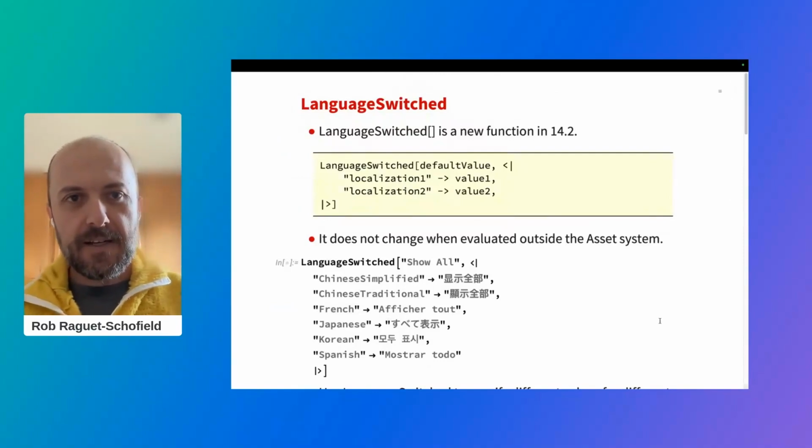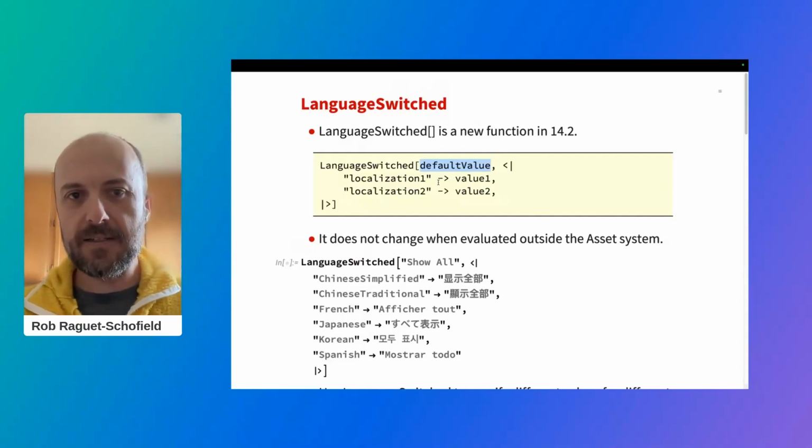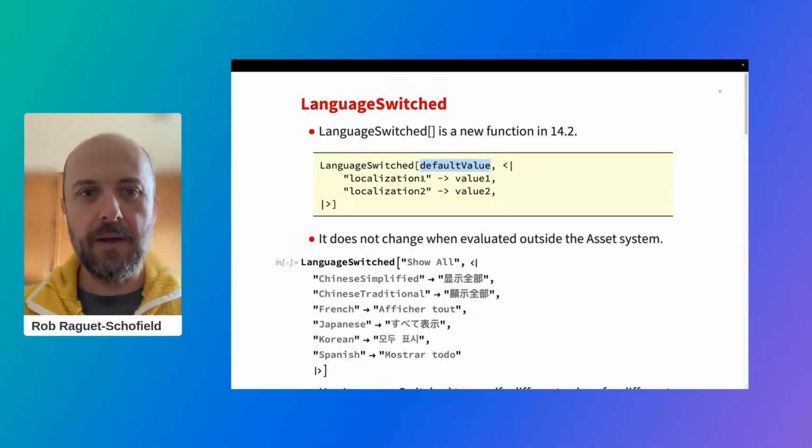So the next thing I want to mention is this new function, LanguageSwitched. This is how we do our localization. And what this does is it's a function that takes 2 arguments. The first argument is just the default non-localized value. That's the value that gets used when none of the localizations match the current environment. And then you have an association with key value pairs. The keys are just names of different localizations, and then the values to use for those localizations.